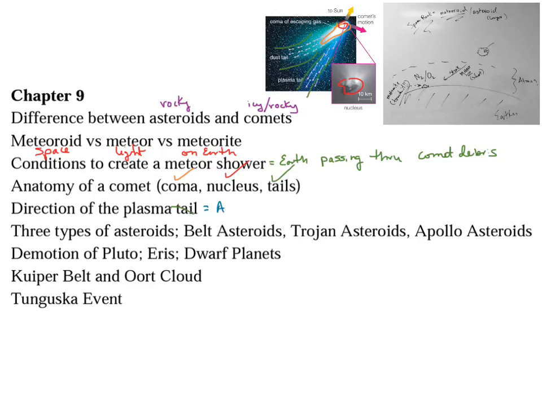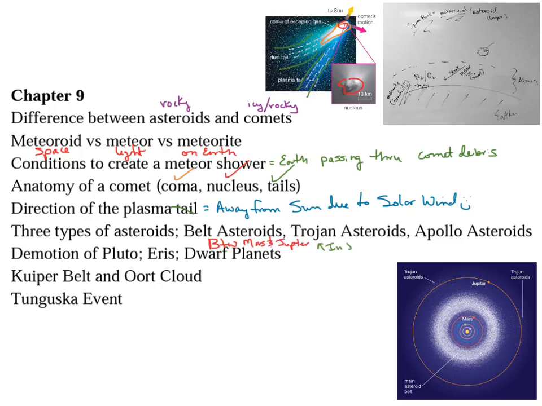The next question is related to tails, and tails will always be directed away from the sun. We talked about this in class: the reason is that the sun's solar wind is pushing that tail away from the nucleus. So this is to say that it's always directed away from the sun regardless of the direction that the comet is going.